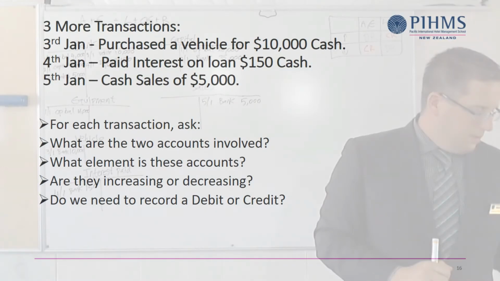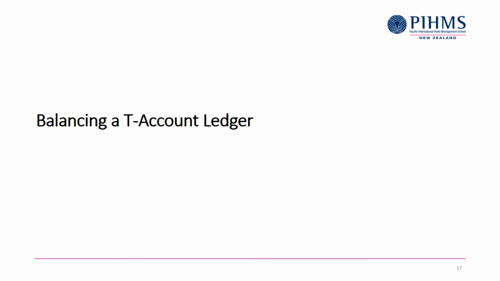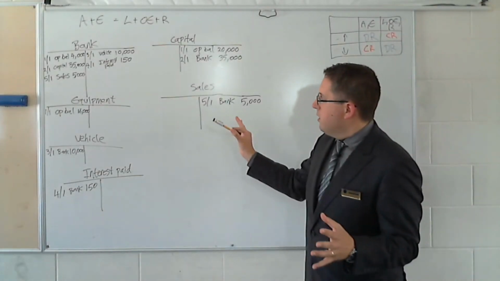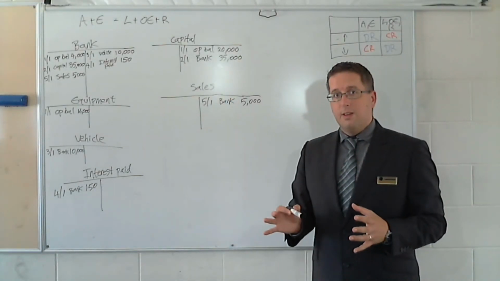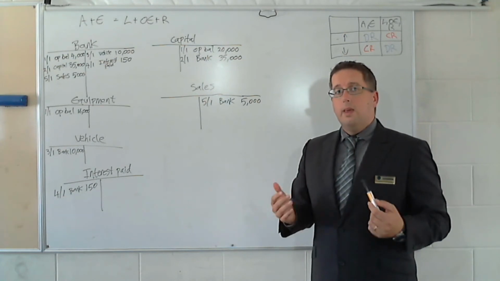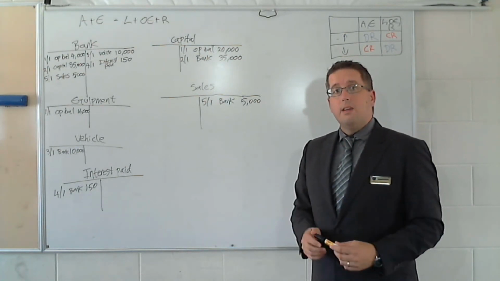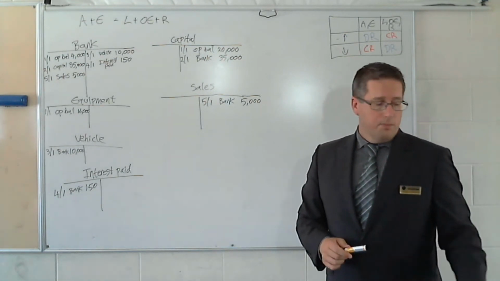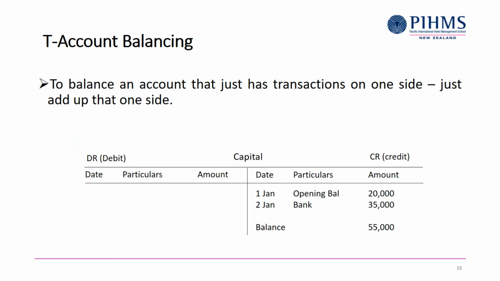Right, we have done phase 2, recorded the transactions. So it gets into phase 3, balancing a T account ledger. So we have all these accounts here, and we've got transactions in each of them. Now at the end, we can find out, well, what's the end balance of each item? So here's a few little tips. Now to balance up an account that just has transactions on one side, well, you just add up that one side and that will give you the balance.